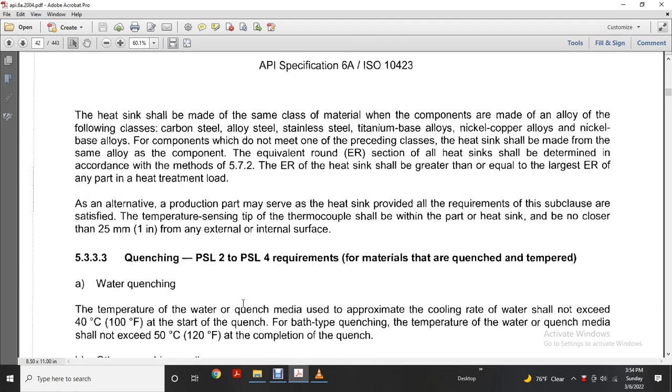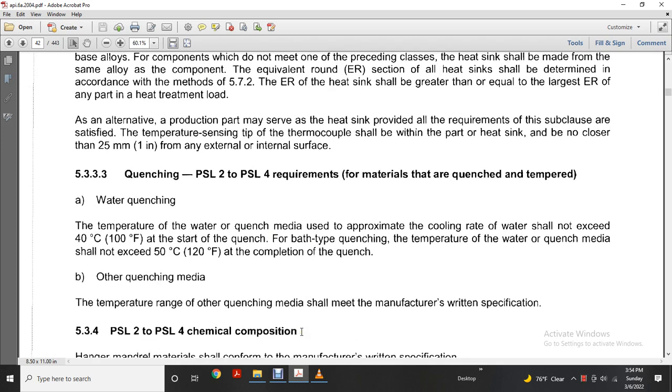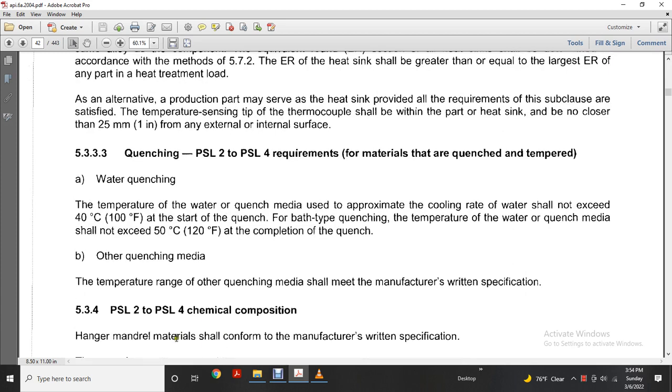Quenching of product specification level 2 to 4 requirements for materials that are quenched in temperature. For water quenching, the temperature of the water quench at the start of the quench should not exceed 100 degrees Fahrenheit. For the quench bath, the temperature of the water quench shall not exceed 120 degrees at completion of the quench. For other quenching media, the temperature range for the quenching medium shall meet the manufacturer's written specification.